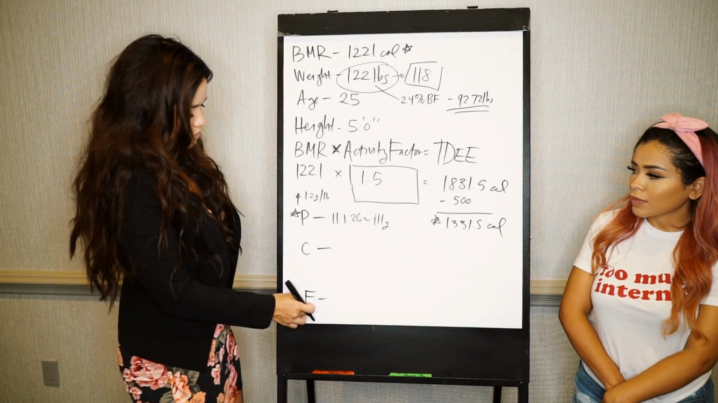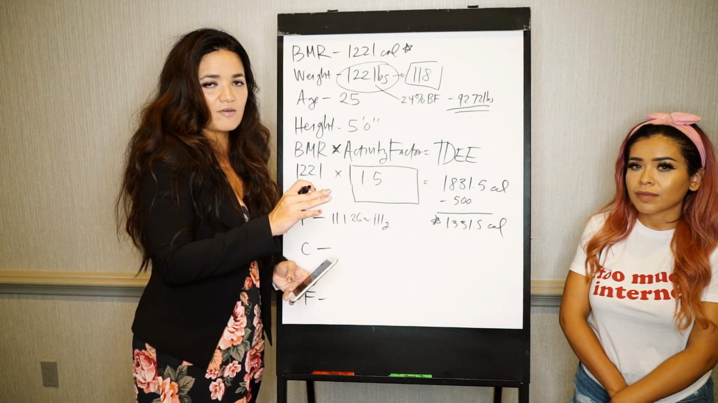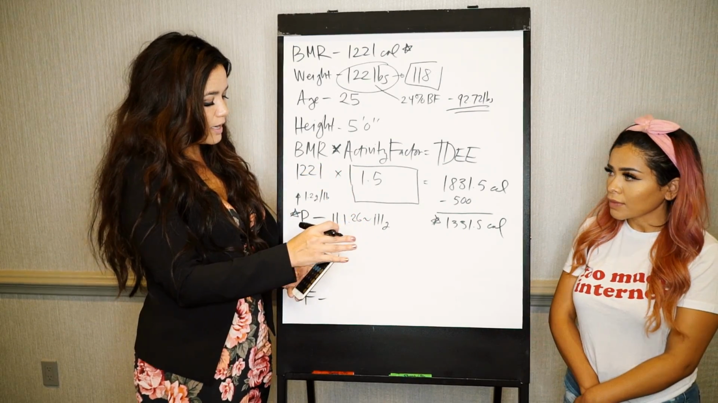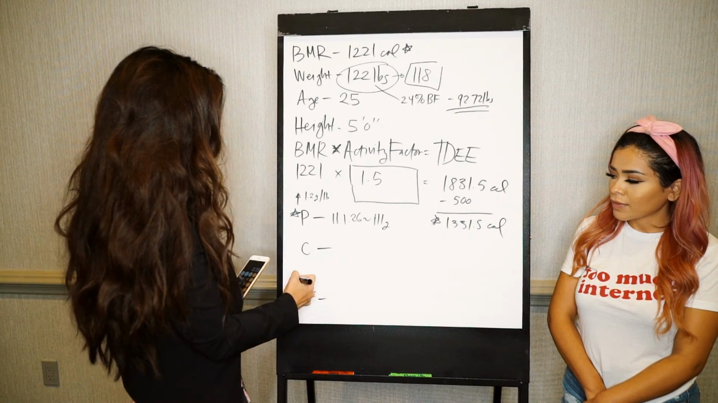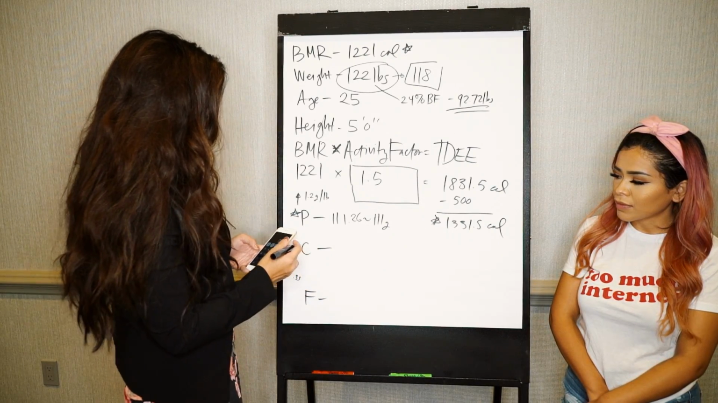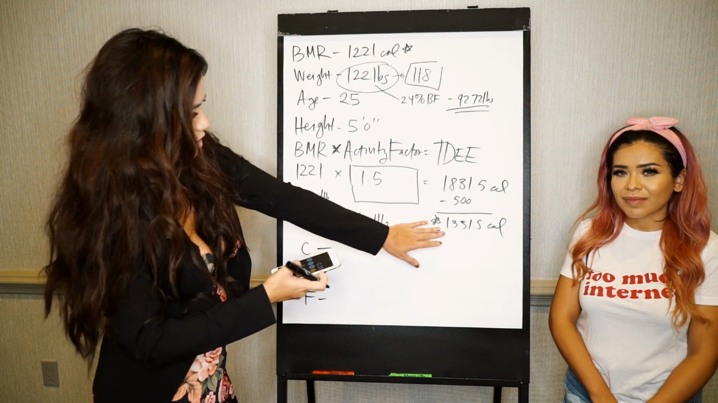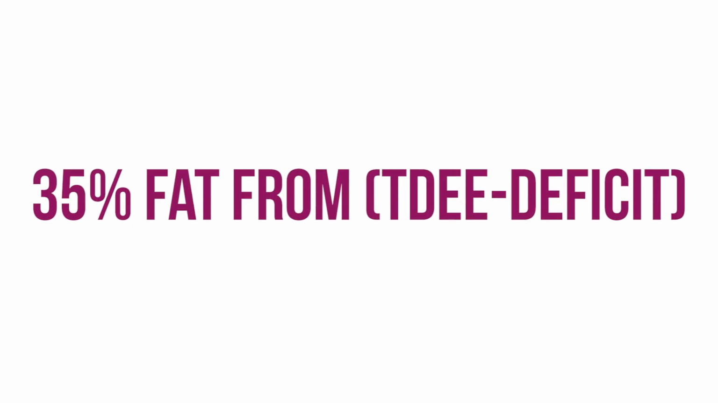So the next thing we're going to do is calculate her fat intake. If you haven't seen, I have a video on body types. Alva is a little bit more of an endomorph body type, and they tend to do a little bit better with a little bit more fat. So I use approximately 0.35, or 35%, fat off of this. So 1331.5, 466 divided by 9.